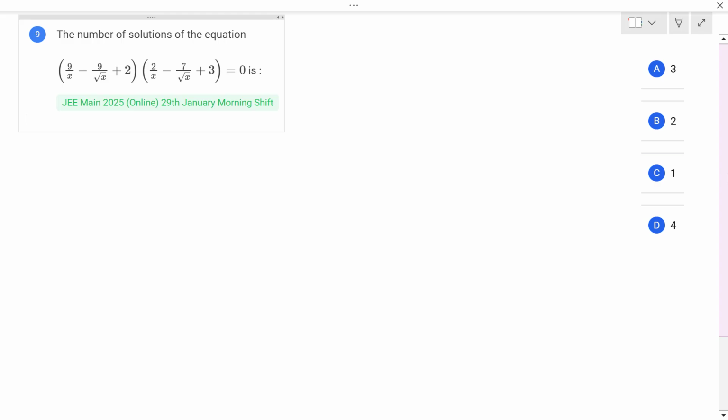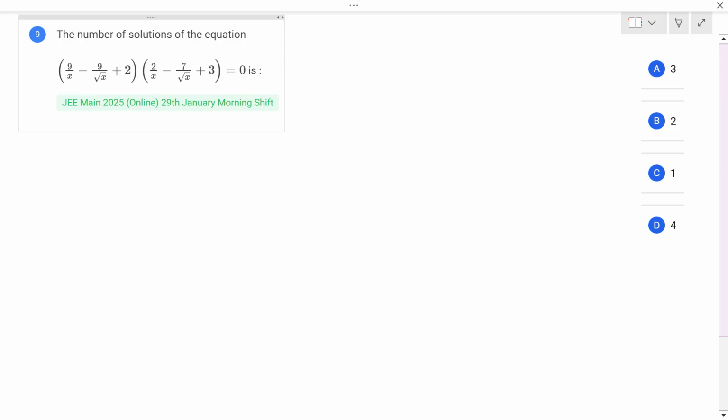Hi amigos, this question gives an equation and asks us to find how many solutions are possible for this equation. Basically, what do we mean by solution? Solution means how many values of x are possible for this equation such that LHS is equal to 0.